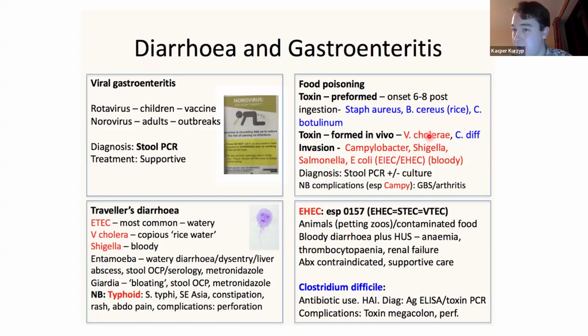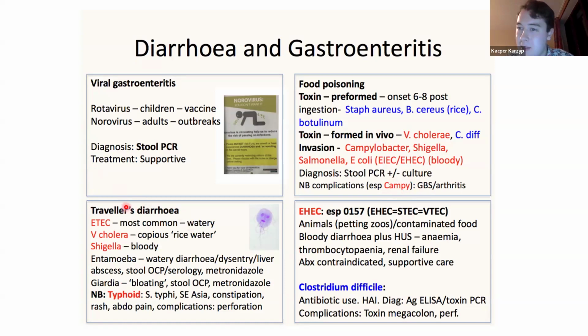Now you have cholera with the rice water stool. That's your nugget of knowledge to commit. You have Campylobacter, undercooked chicken or other meats. Shigella, so exotics, bloody diarrhea. Salmonella, quite similar. You have E. coli, and again you can do stool PCR plus minus culture. Of note, which will come across in neurology, if you have diarrheal illness, which may even be mild, and then you develop neurological symptoms, think about Guillain-Barré syndrome and Campylobacter.